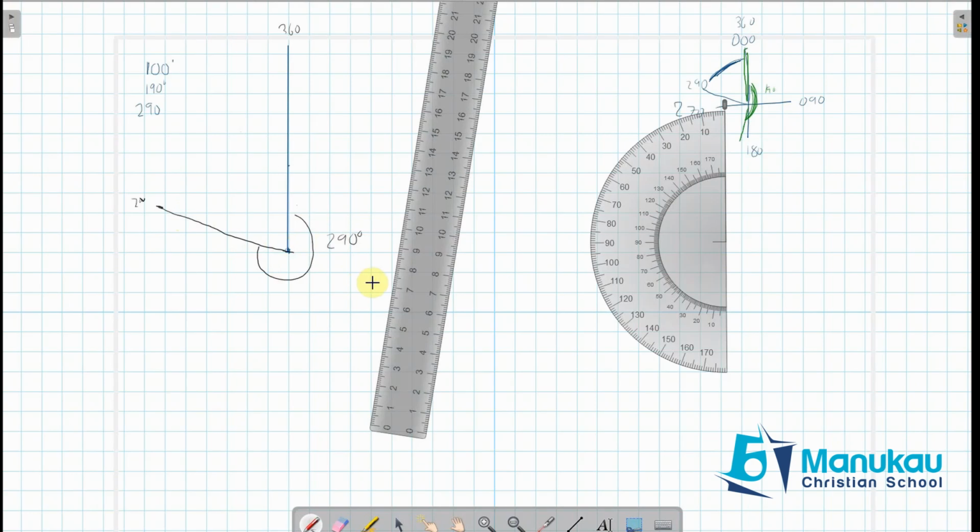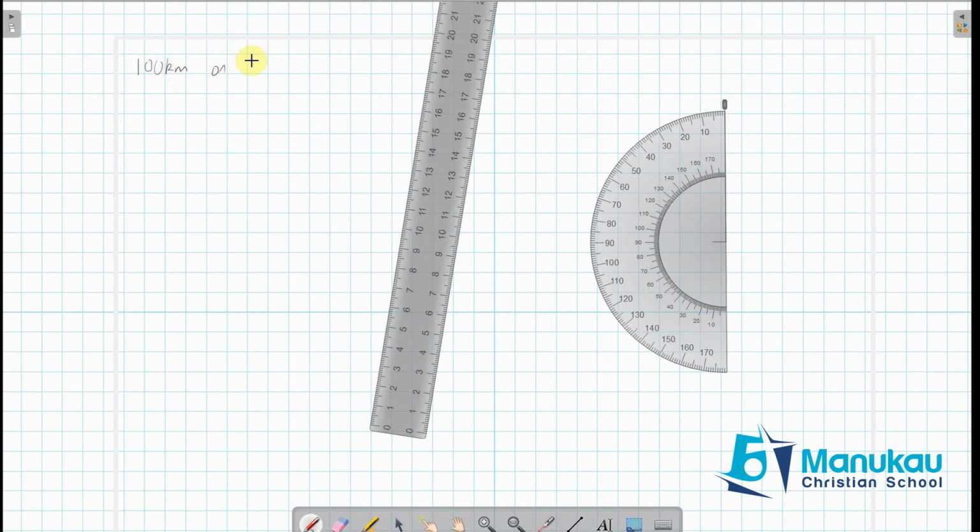The second thing that we need to be able to do is construct scale diagrams. So let's say I needed to do one like, let's say I had to do, somebody travelled 100 kilometres on a bearing of 040. Now, when you've got to draw a scale diagram, you've got to first of all decide on your scale.